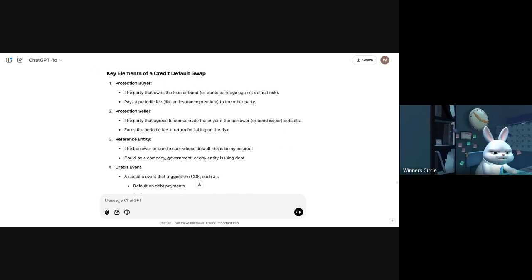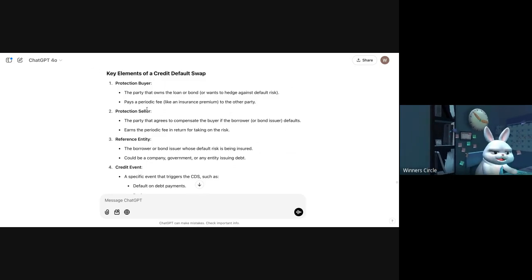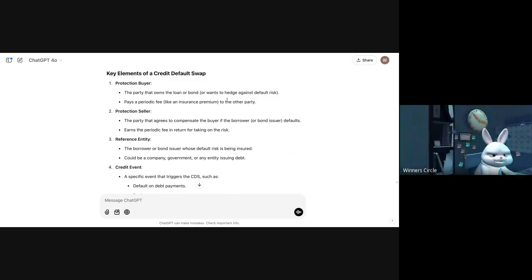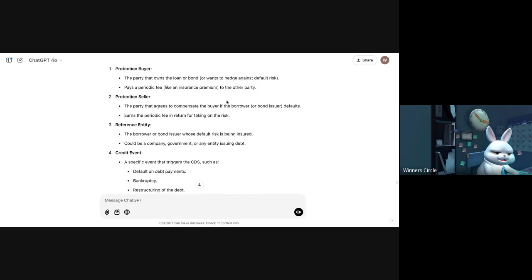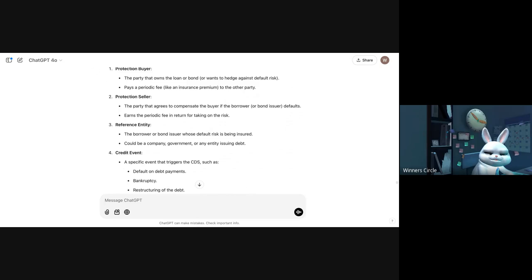Key elements of a default swap: protection buyer. The party that owns the loan or bond wants to hedge against default risk, pays a periodic fee, like an insurance premium, to the other party. Okay. Protection seller. The party that agrees to compensate the buyer if the borrower or bond issuer defaults.